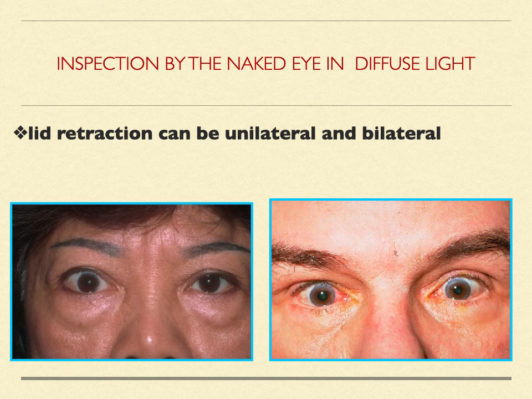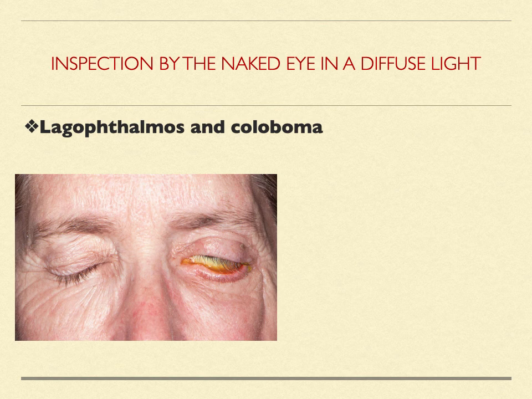It looks like a staring look, but normally the patient is not staring. This is lid retraction in both eyes, and we can see there is a mild difference. In the right eye, the lid is almost at the limbus where the cornea ends, and in the left eye we can see the limbus and part of the sclera. So there are also degrees of lid retraction.